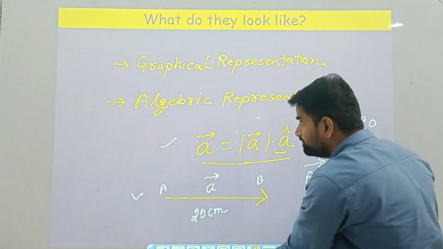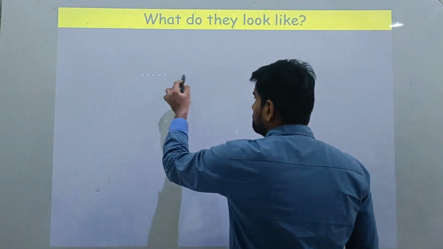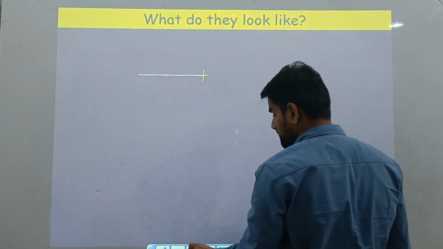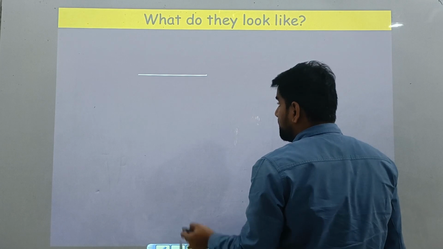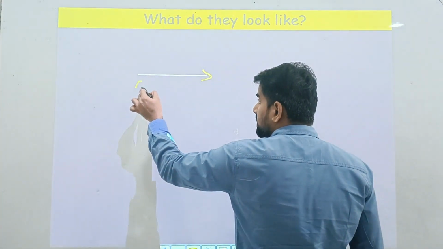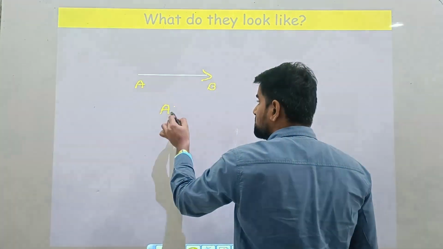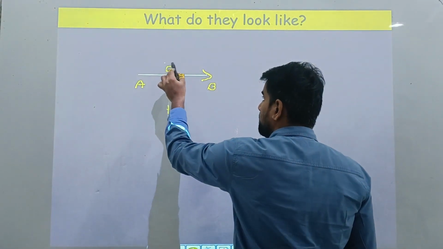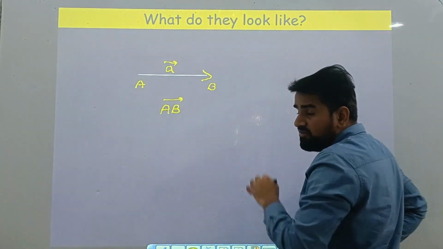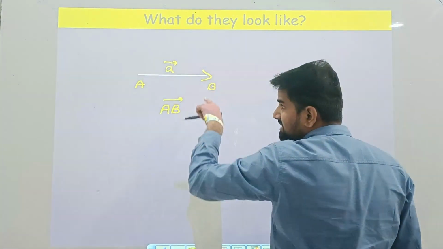Okay, how can I do that? Let me show you. If I have a vector quantity like this, and it has this direction from A to B, this is the AB vector, or you can call it the small a vector. In this AB vector, its direction is left to right, and the length of AB is basically its magnitude.